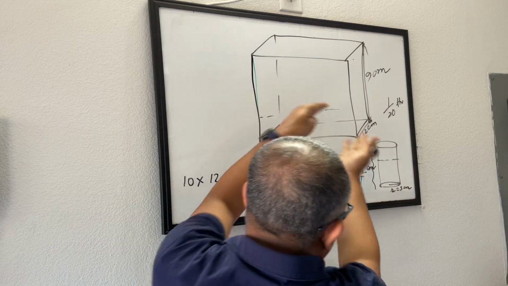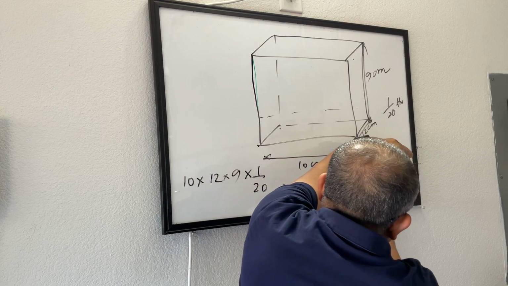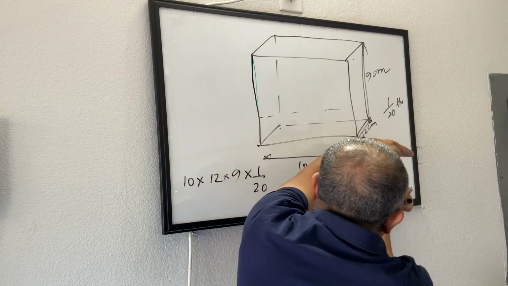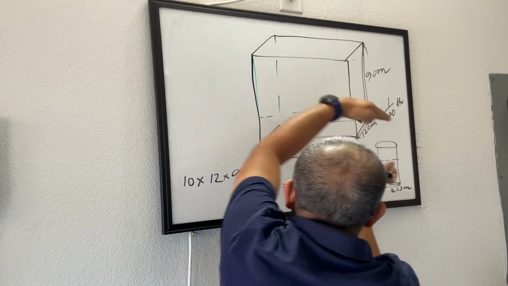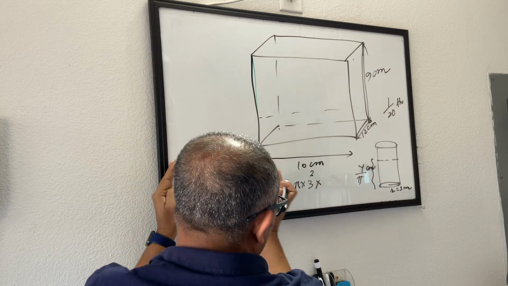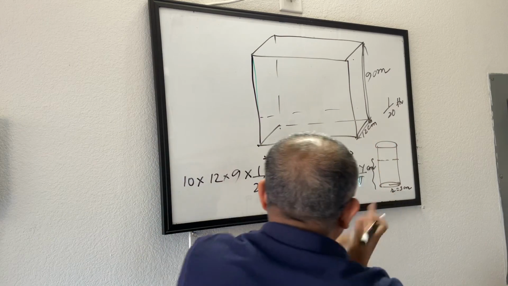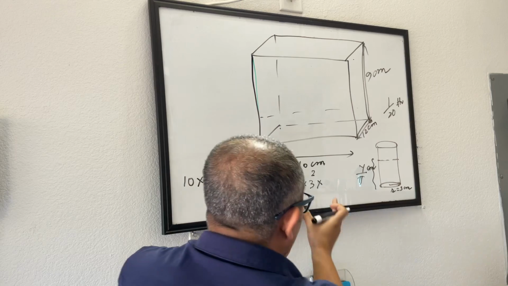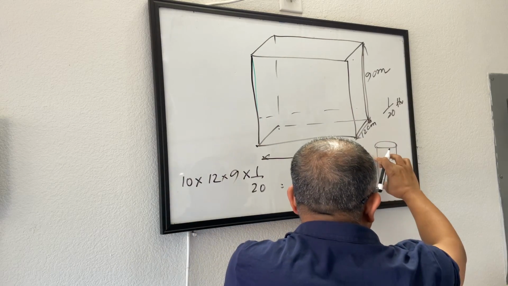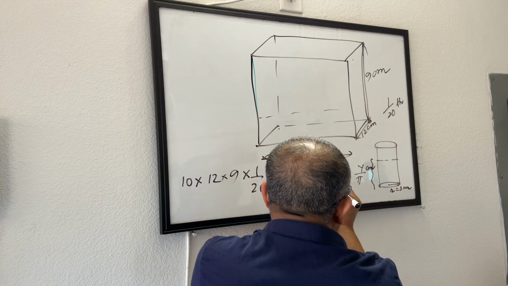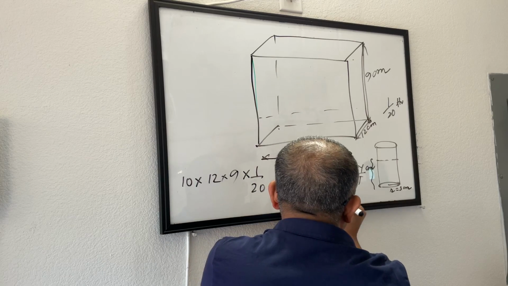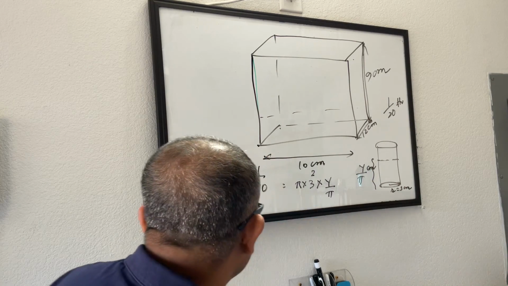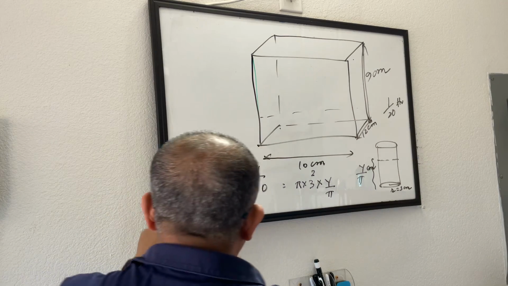Meaning after the water is poured, it will fill up to a height such that the volume of this water is same as the volume of this water. So this water and this volume that goes in here will be the same, assuming there is no leakage. Okay. So pi r square is my base and times the height. Height is given as y over pi. Okay, wonderful.